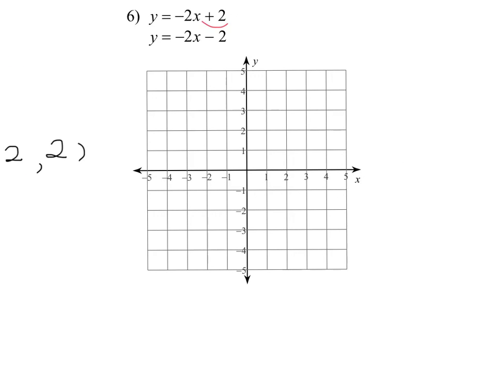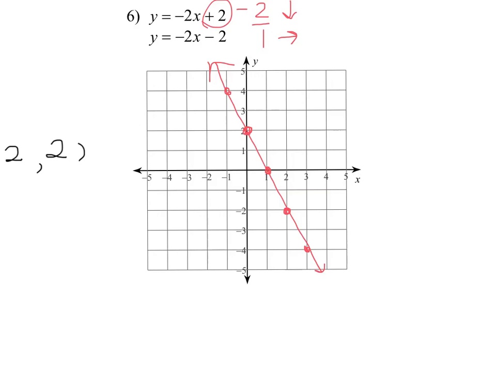The next equation, I'm going to plot my y-intercept, which is 2. My slope is negative 2 over 1, which is down 2 to the right 1. Connect with arrows on each end.